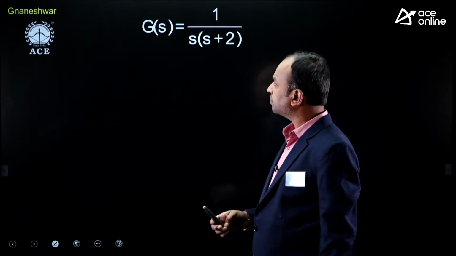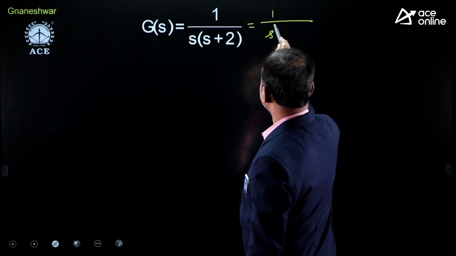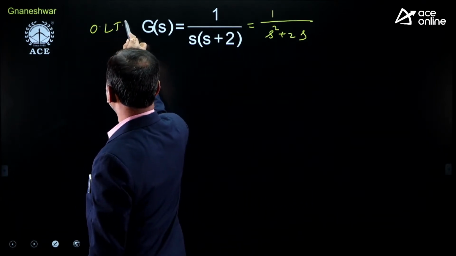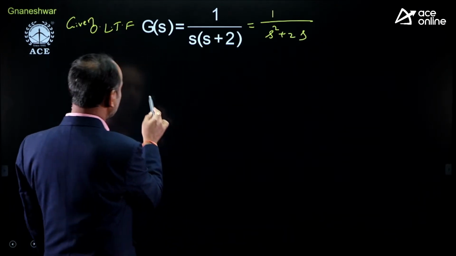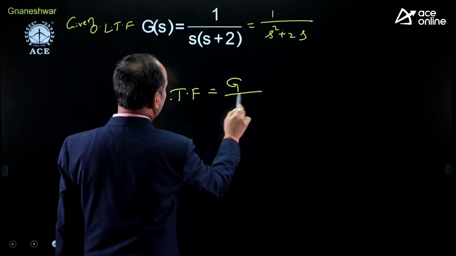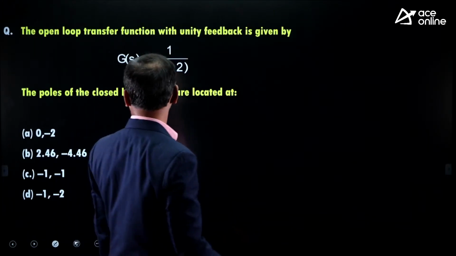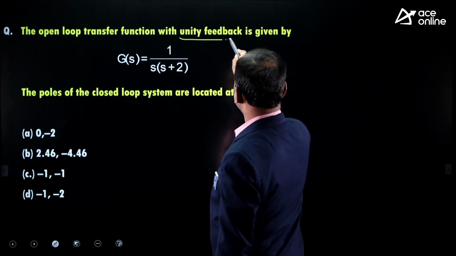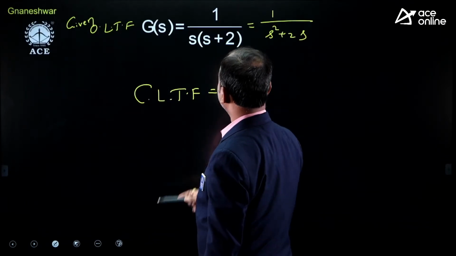Come on. The given system is an open loop system: 1 upon S into S square plus 2S. This given function is the open loop transfer function. Now what is the closed loop transfer function? The closed loop transfer function is G upon 1 plus G into H. G is given. How much is H? It is a unity feedback system, which means H of S is 1. So substitute here.